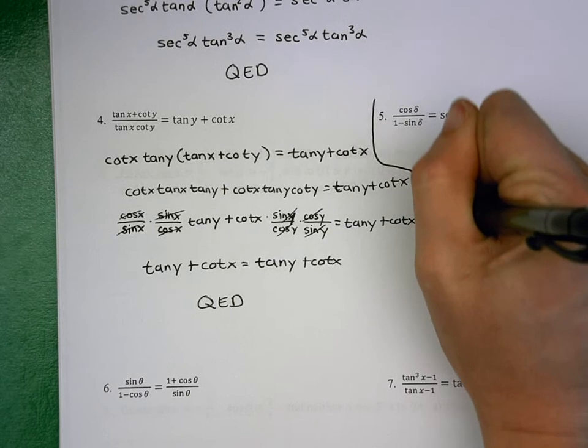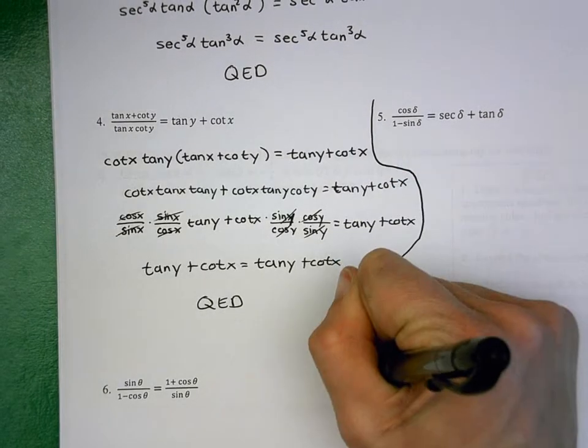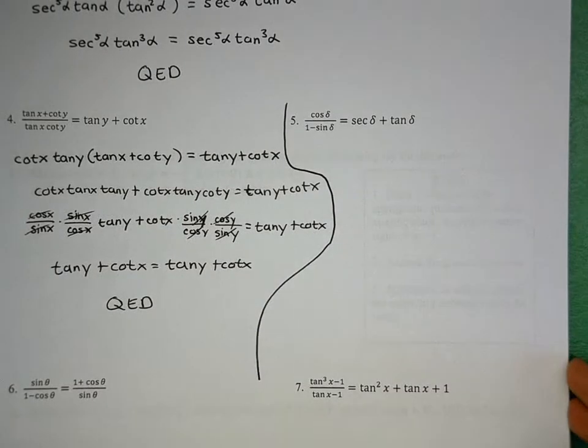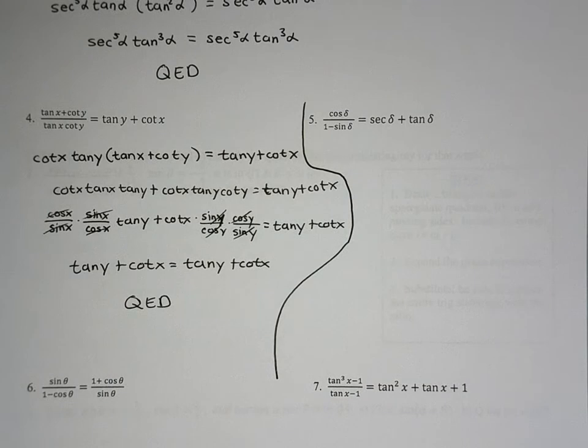Okay, number 5 is up next. Number 5, we have cosine divided by 1 minus sine equals secant plus tangent. And so we've got to start with which side we want to work with. Which side do we think looks more complicated?